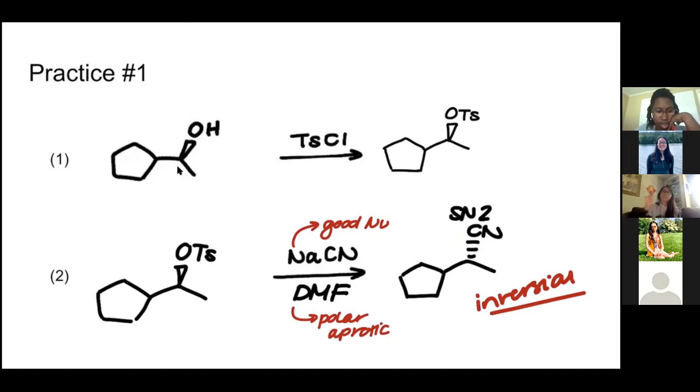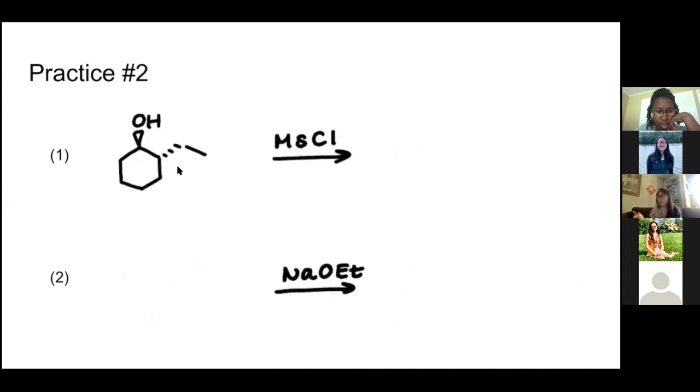Okay, next practice. Again, alcohol, that's the entire lecture. Hexagon, some other carbons. There's alcohol up here. Let's go ahead and do some mesylation. Redraw your hexagon. Leave this, nothing's changing there. OMs instead of that alcohol. Remember, keep the wedge, same stereochemistry.